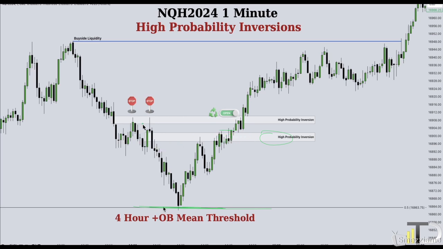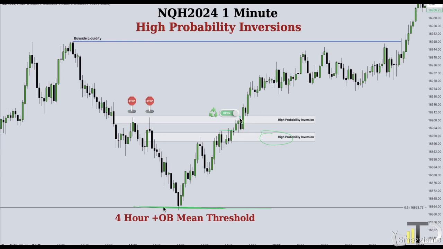But number two, you see when the price was going down and delivering to this, let's say, objective, which was delivering to this R block, 4-hour order block mean threshold, this was the inefficiency that was used to deliver this, right? So when it inverted, this becomes by definition a high probability inversion.